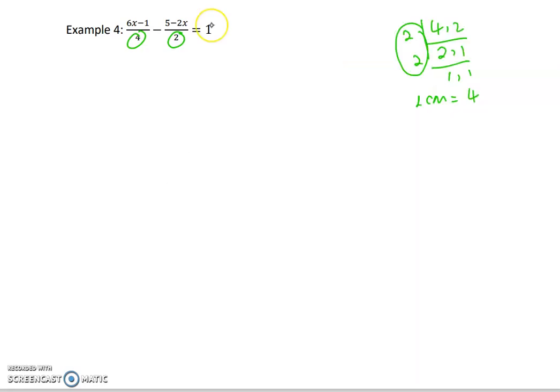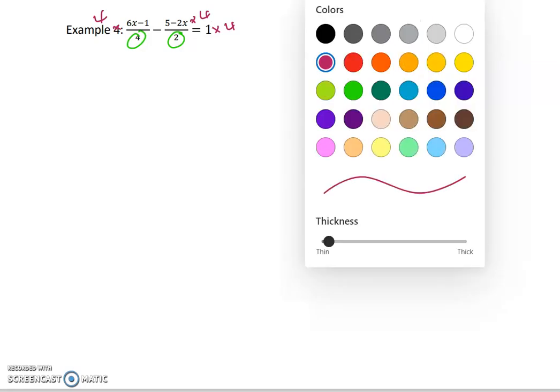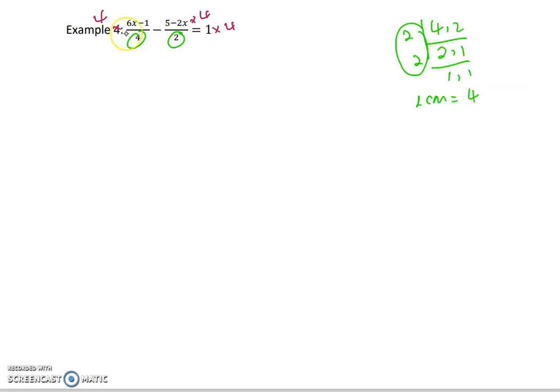Okay, so this is what we're going to do. Times 4, times 4, times 4. So for the first one, very simple. 4 and 4 divides out very nicely. The only thing that's left is 6x minus 1. So we're just going to write a 6x minus 1 here.